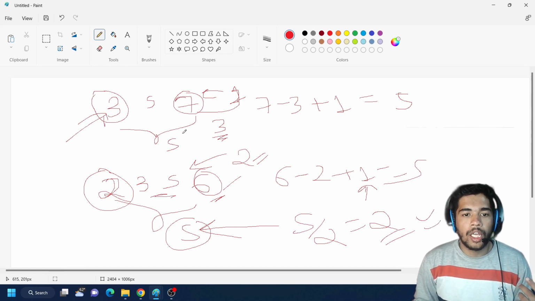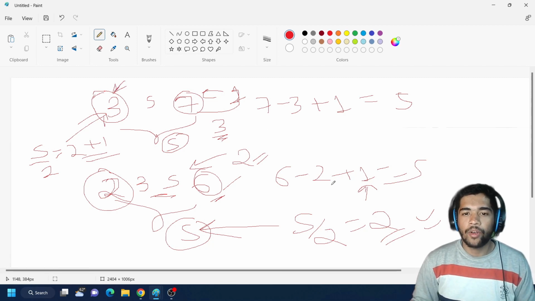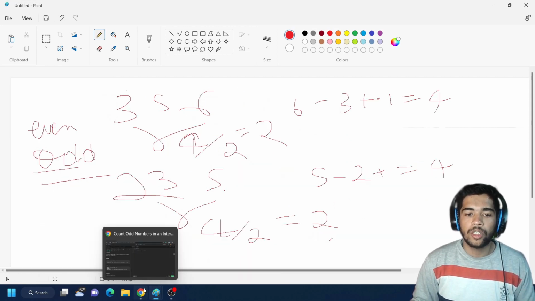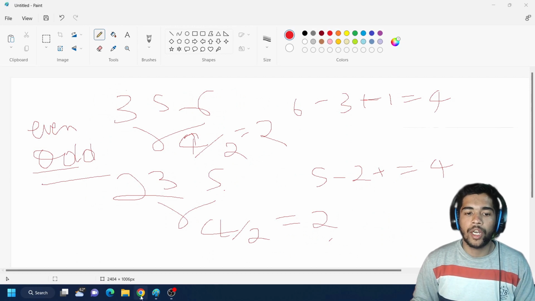But when our range length is odd and the starting number is also odd, in that case we have to return 5 by 2, that is 2, plus 1. We have to return one extra element so that we can include the starting element, which was not included when we were just dividing by 2. So that is all you have to do in case of odd length, and in case of even length, we will simply return our answer. So let's move on to the code and write it.